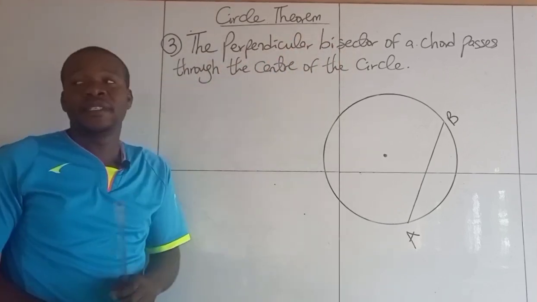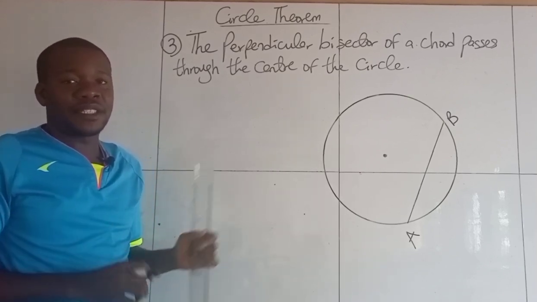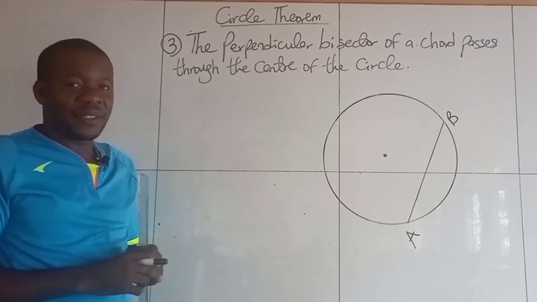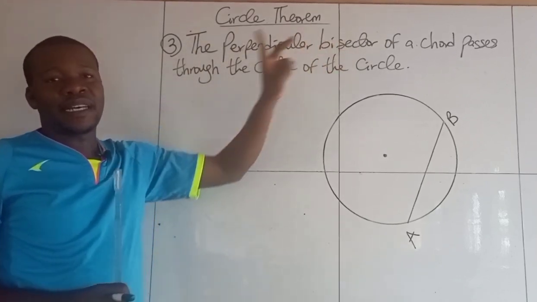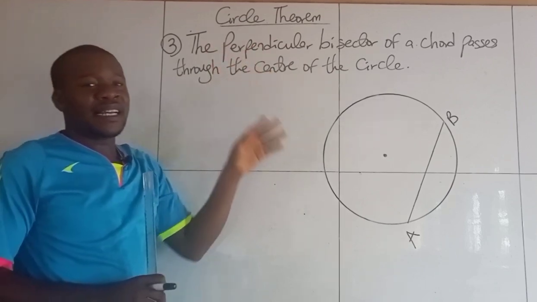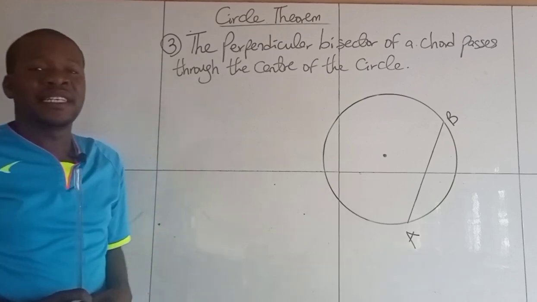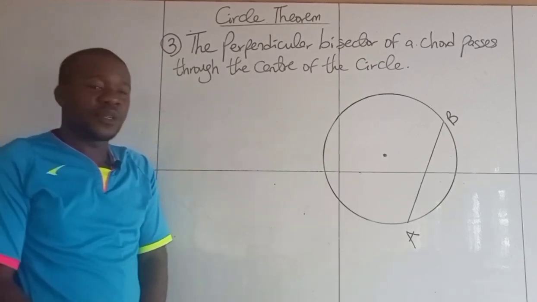What is perpendicular? Whenever two lines are perpendicular, those two lines must be at 90 degrees to each other. That's perpendicular when they make an angle of 90 degrees. And then bisector: bi means two. So whenever a line bisects another line, that line is dividing the other line into two equal parts. So when you bisect, you are dividing into two equal parts.